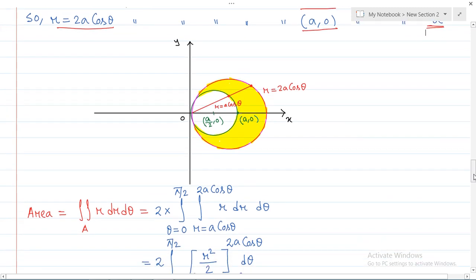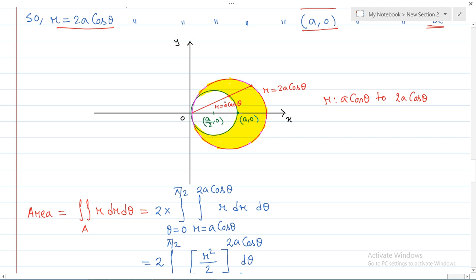Here you can see that this is the circle a by 2 comma 0, r equal to a cos theta, which I have drawn in green color, and r equal to 2a cos theta is the red color circle. Between these two we have the region that is shaded in yellow color. Now what is the variation of r? We can see r varies from a cos theta, that is from the inner circle, to the outer circle. So r will vary from a cos theta to 2a cos theta. And what will be the variation of theta? Theta is coming from the negative side, that is from here.